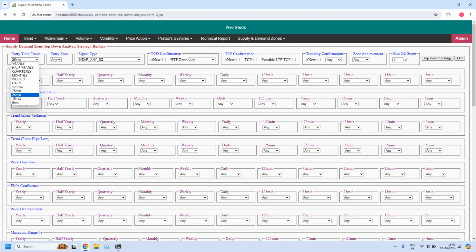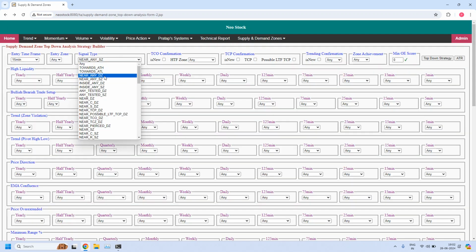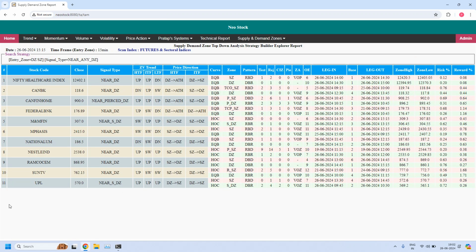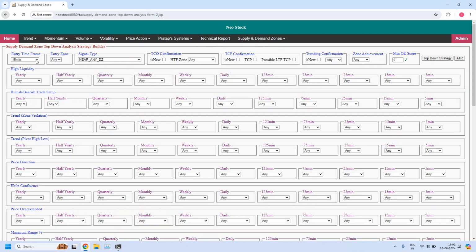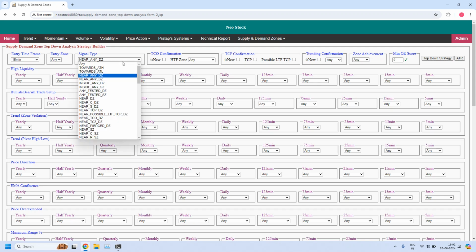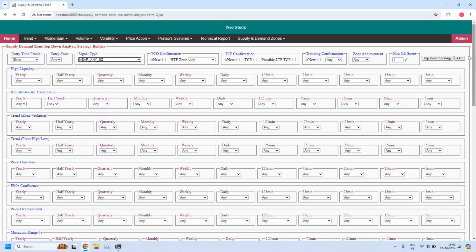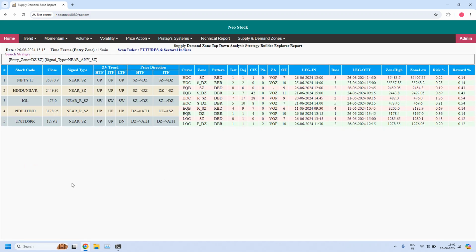Next report, changing the time frame to 15 minutes. Let us find the stocks near the 15 minutes demand zone. 11 stocks are filtered. So I am going back to the 15 minutes time frame. Let us find the stocks near the 15 minutes supply zone. 5 stocks are filtered.